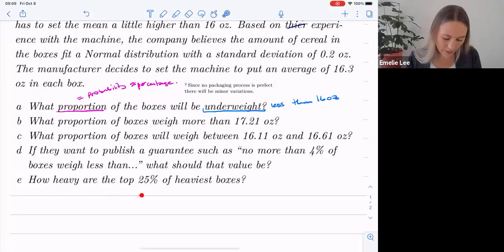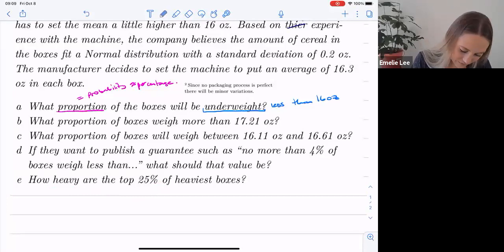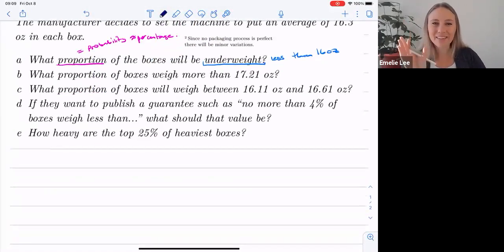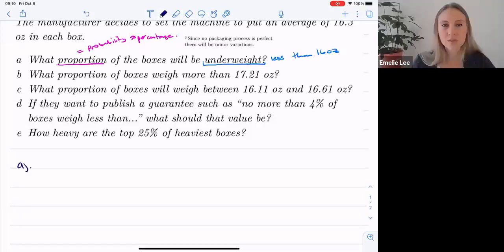Then we're going to figure out how heavy the top 25% of the heaviest boxes are. If we're way overfilling that top 25%, then we need to reconsider what we're doing. So nothing to it but to do it, I guess. Here we go. Remember, I had the R code on the side, so you can play around with that and see the pnorm command and the qnorm command. But for here, I'm just going to use the Z tables.